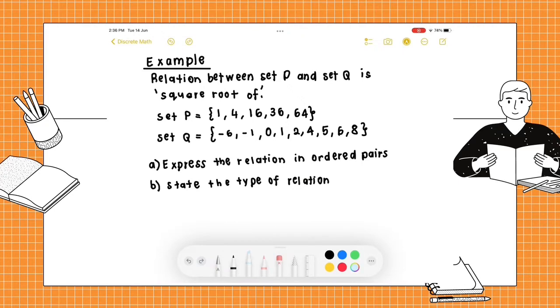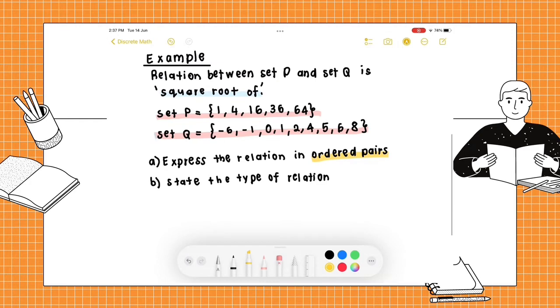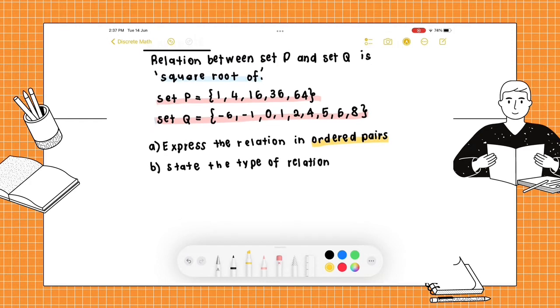Next, we will take a look at the example. The relation between set P and set Q is square root of. They are given set P: 1, 4, 16, 36, 64, and set Q: -6, -1, 0, 1, 2, 4, 5, 6, and 8. Question A: express the relation in ordered pairs.